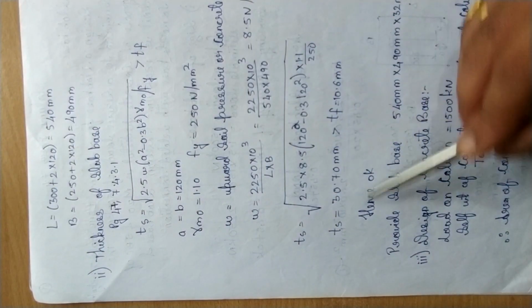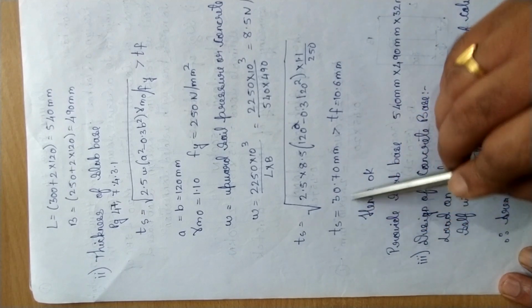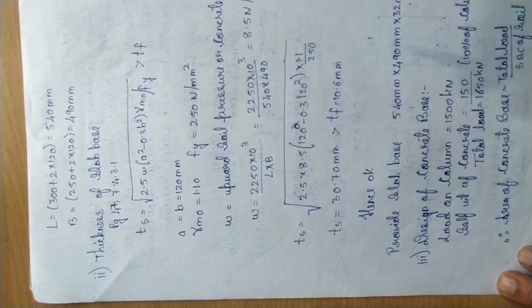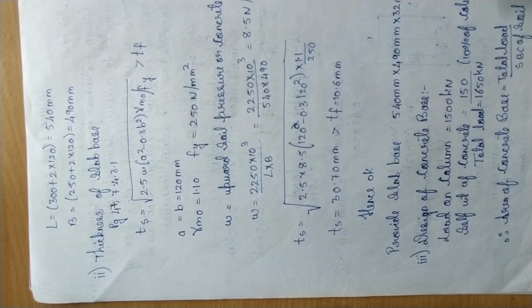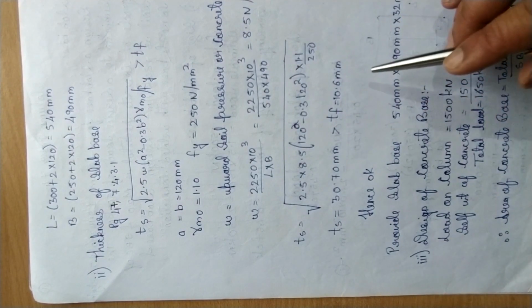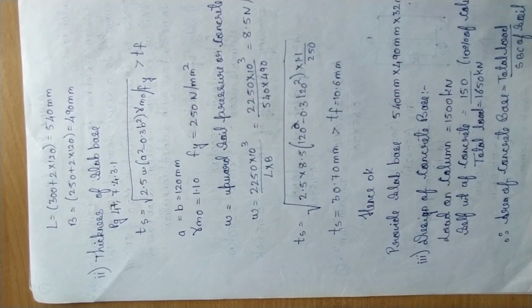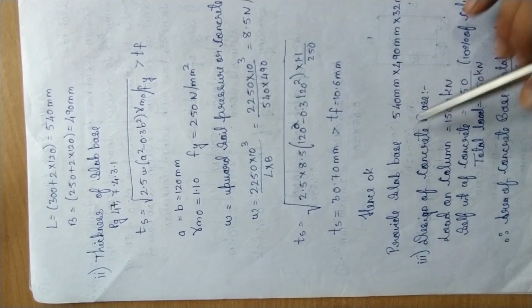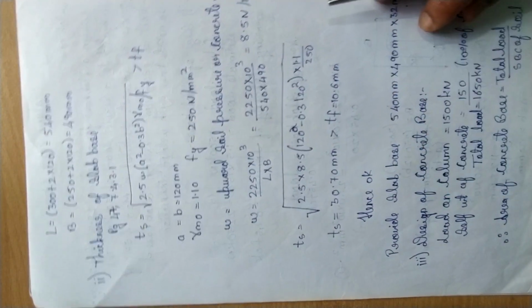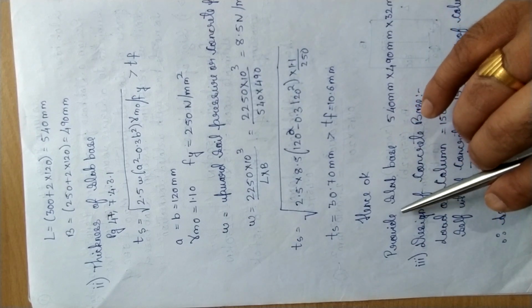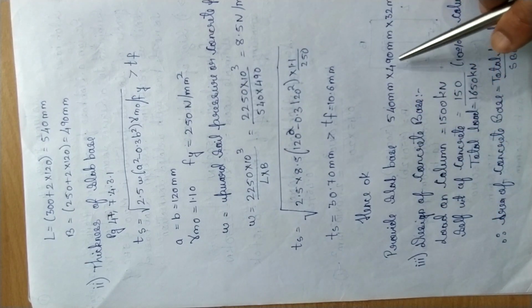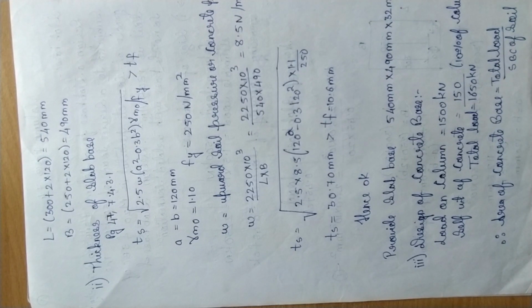So substituting the values, we are getting ts, the thickness of slab, as 30.7, which should be greater than the thickness of flange of the section. The thickness of flange of the I section is 10.6. Hence, as 30.7 is greater than this, we will provide it, rounding it off to 32. So we got this slab design. The slab base is of 540 by 490 by 32 mm.